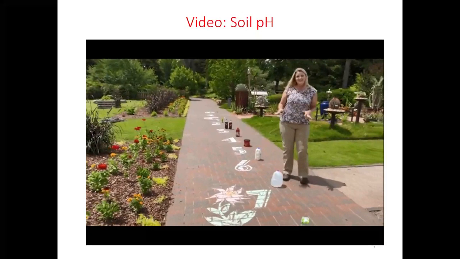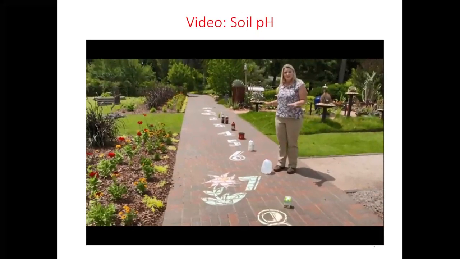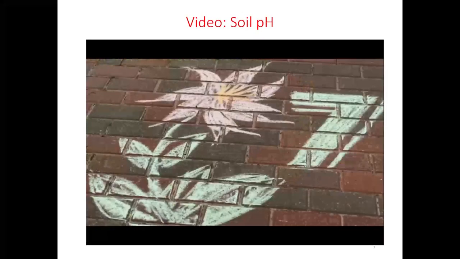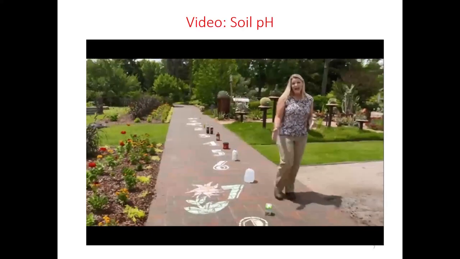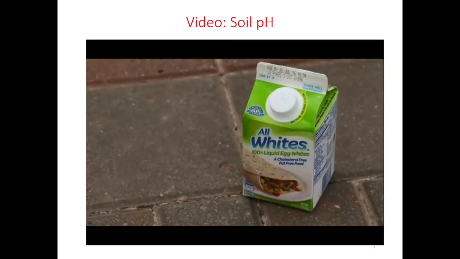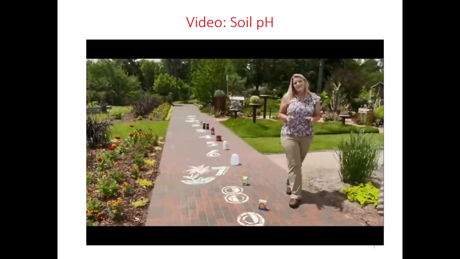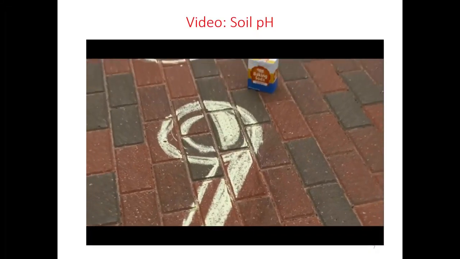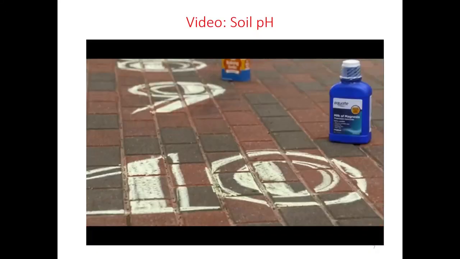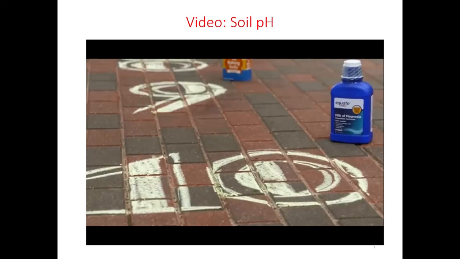Now at 7, this is the halfway point between 0 and 14. And this is the sweet spot for a garden and a lot of different things. This is where pure water resides and also our human blood. At 8, we have egg whites, and these are transitioning more into alkaline solutions. At 9, we have baking soda, and 10, we have milk of magnesia, which is an antacid.